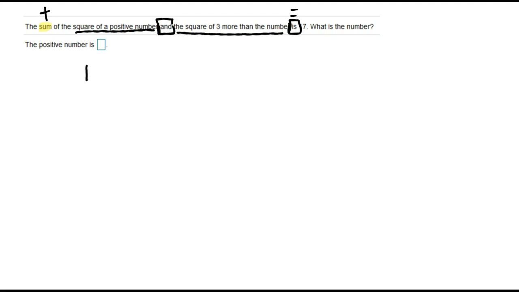So we have the sum. The square of a positive number is going to be x squared. 3 more than, so that's plus 3, the number. The square of 3 more than a number would be x plus 3 squared. So there's our sum of the square of a positive number and 3 more than the number. The square of 3 more than a number is 17. What is the number? So this gives us a quadratic equation to solve.